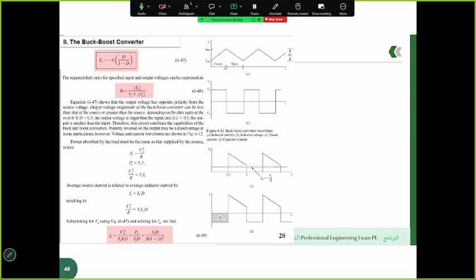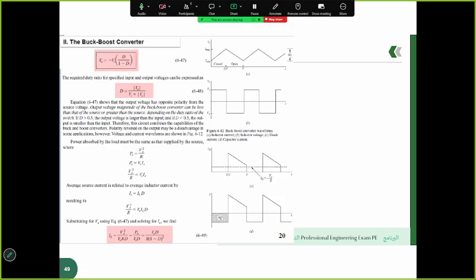When the switch is closed for a duration DT, the input voltage Vs is applied across the inductor, so VL is equal to Vs. The inductor stores energy and its current increases linearly. When the switch is open for the remaining interval 1 minus D times T, the inductor current continues to flow through the diode, which becomes forward biased and transfers energy to the load and output capacitor, and in this case VL is equal to minus VO.